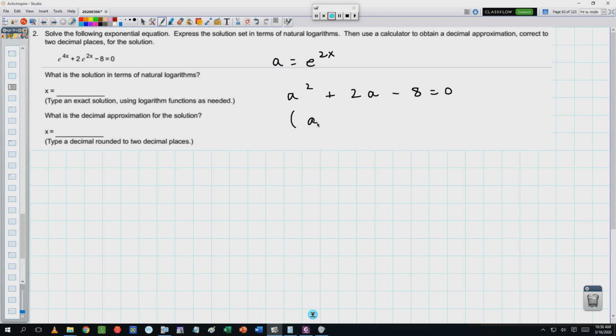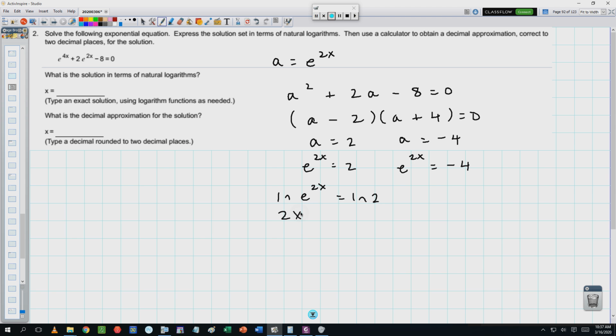You can factor this into a minus 2 and a plus 4. A minus 2 is going to give us a 2, but that's really e to the 2x is equal to 2. Now we bring back the e. A plus 4 is going to give us negative 4, which means e to the 2x is equal to that negative 4. I'm going to solve each of these by pulling the power out, and I can do that by taking the natural log of the two sides.